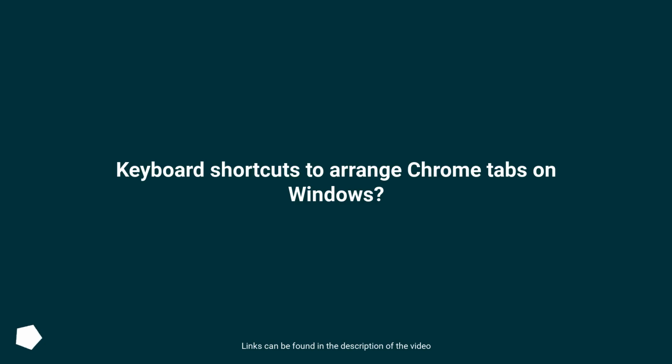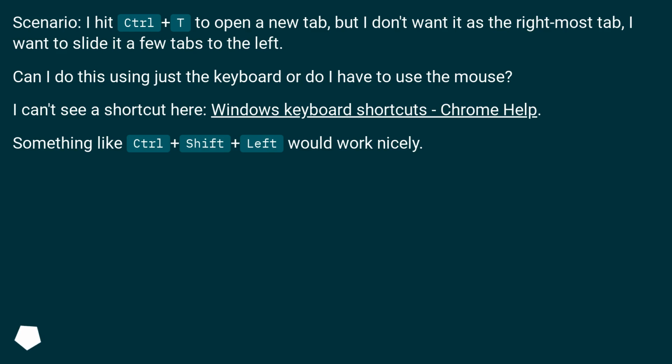Keyboard shortcuts to arrange Chrome tabs on Windows. Scenario: I hit Ctrl+T to open a new tab, but I don't want it as the rightmost tab, I want to slide it a few tabs to the left. Can I do this using just the keyboard or do I have to use the mouse? I can't see a shortcut here. Windows keyboard shortcuts, Chrome help. Something like Ctrl+Shift+Left would work nicely.